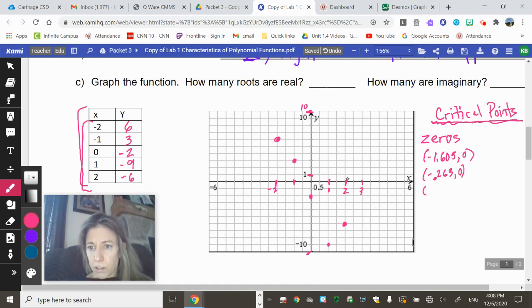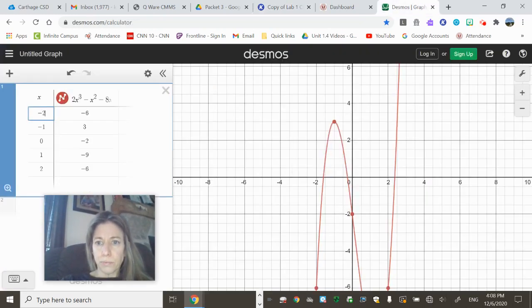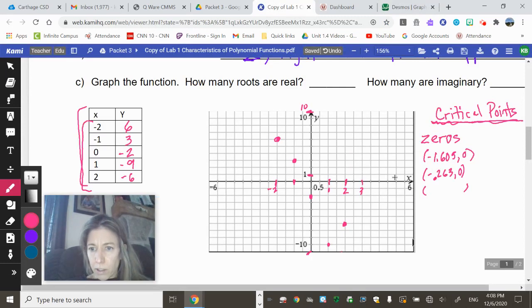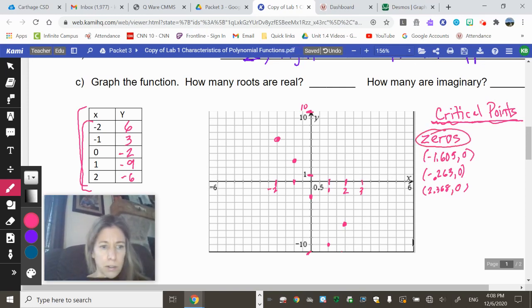Okay, and then there's one other zero, and this is 2.368. Okay, so we have 2.368, comma 0. All right, so besides the zeros, the other critical points are called the maxima or minima. Maxima or minima.